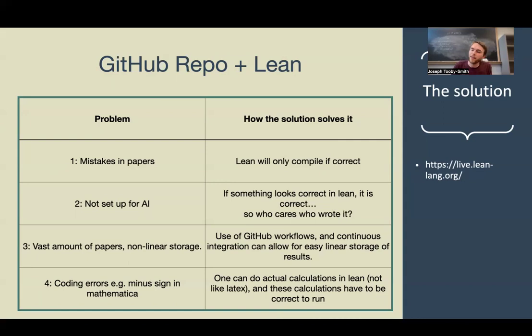Something like MathLib4, but for high-energy physics. So how does this solve the problems? The first problem was that we have mistakes in papers, and I've already explained how this solves it. The reason is that Lean will only compile if it's correct, which means that everything that would be put into this repository would be computer verified as correct. So there will be no mistakes.